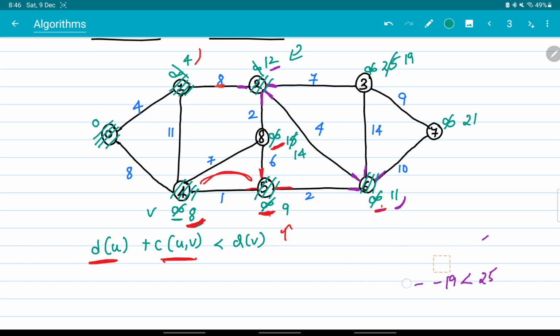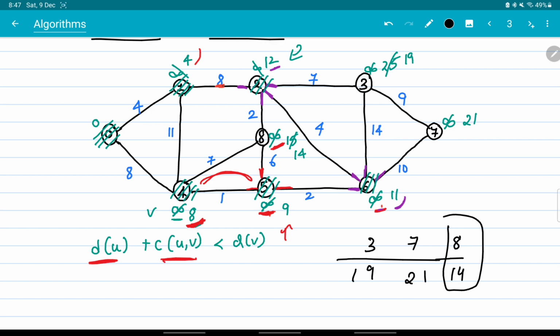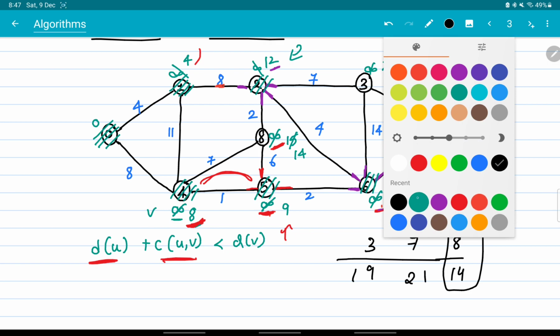Okay. Now write our leftover ones. Leftover is 3 and 7. What is the distance of 3? 19. The distance of 7? 21. Which is the lesser one? Okay, we have one more, that is 8. Right? So we have 3, 7 and 8. The distance of 8 is 14. So out of 19, 21 and 14, which is the smallest one? 14 is the smallest value of which vertex? Vertex 8. So now I'm going to select vertex 8.